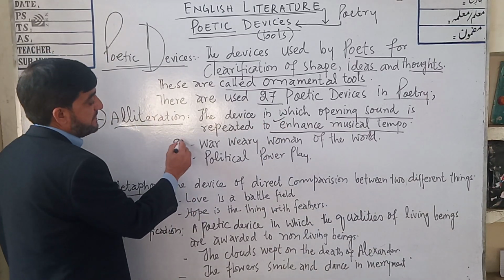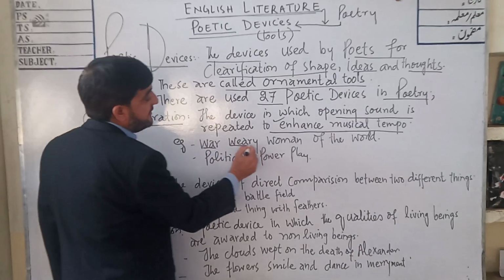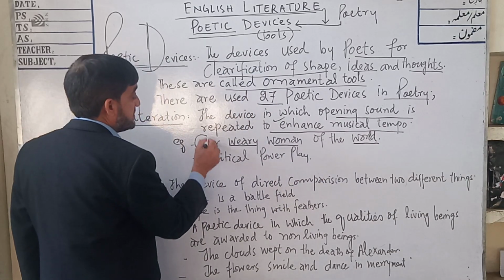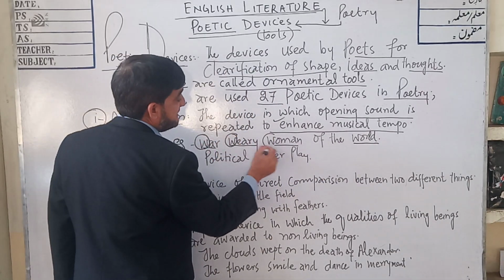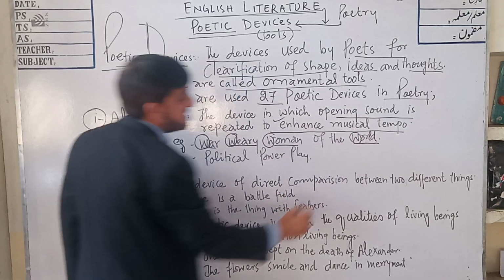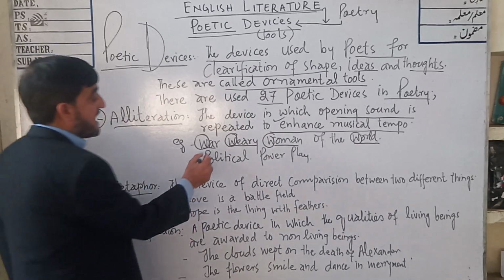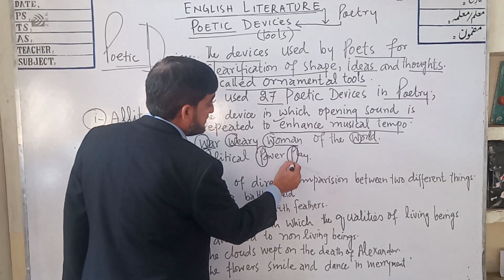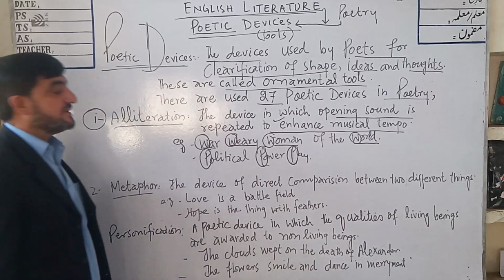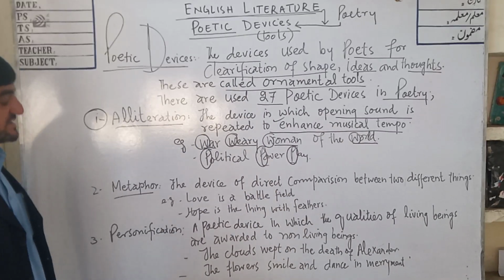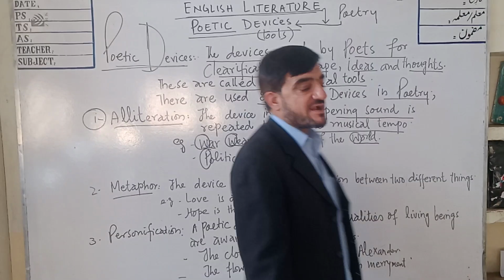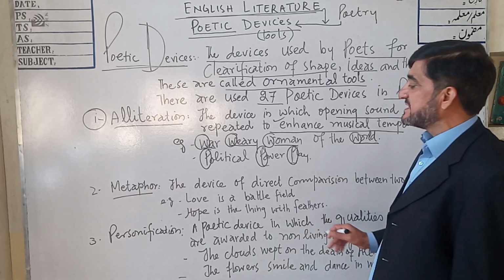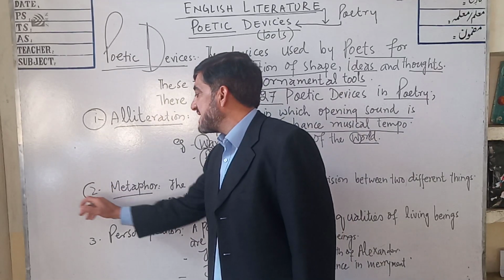For example, "warm, very woman of the world." So the sound of W is repeated, and this repetition is called alliteration. Or "political power play." So P is repeated. This is called alliteration. So alliteration means the repetition of the same beginning sound. Then the second one is called metaphor.